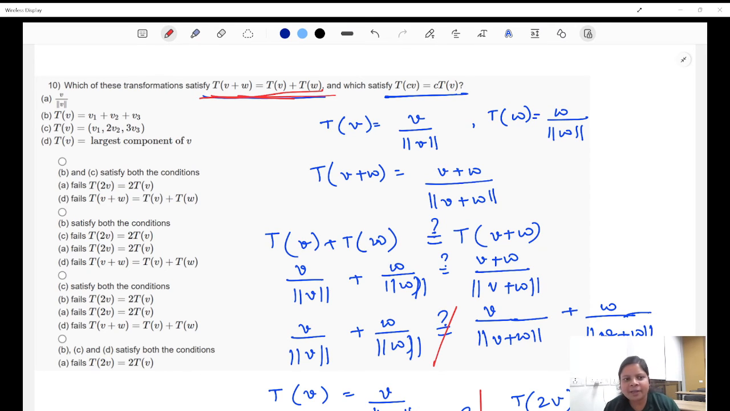Does anyone have any confusion? If you have, please tell me. Else, I am assuming that all of you are able to solve, given I have solved the first option or the first problem. Yes, I'm doing. Okay.